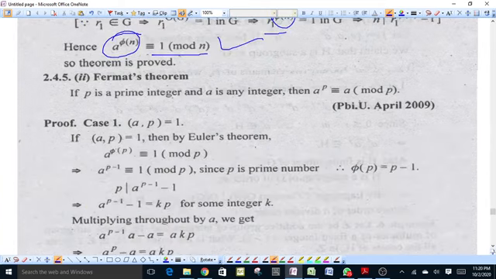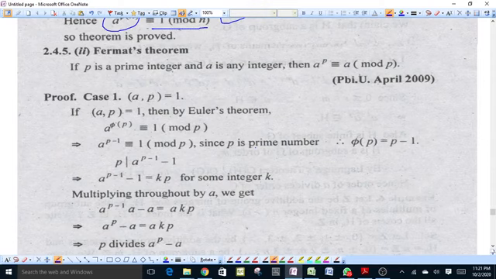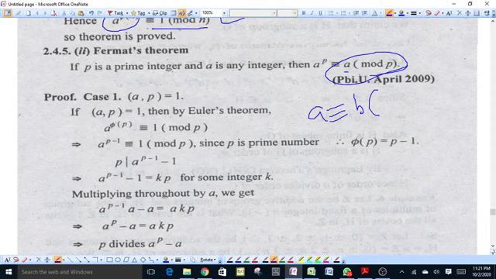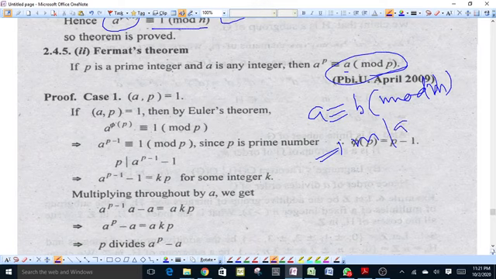Next theorem is Fermat's theorem. If p is a prime number and a is any integer, then a raised to power p is congruent to a modulo p. This congruence is defined as: if a is congruent to b modulo m, this means m divides a minus b. This is the definition of congruence.